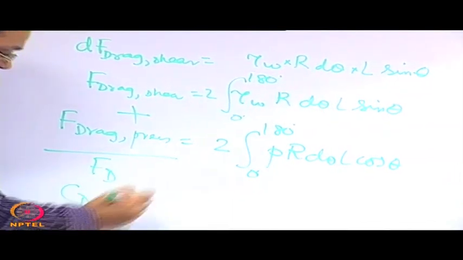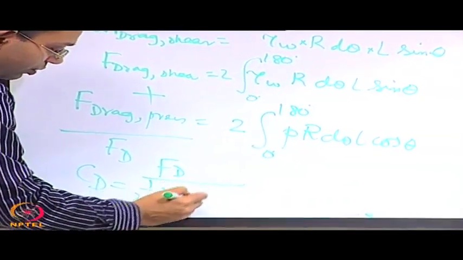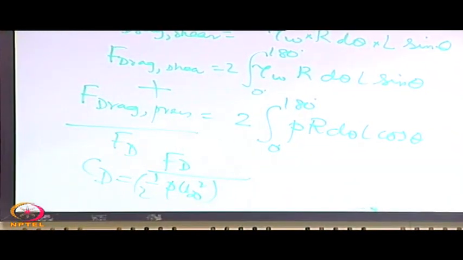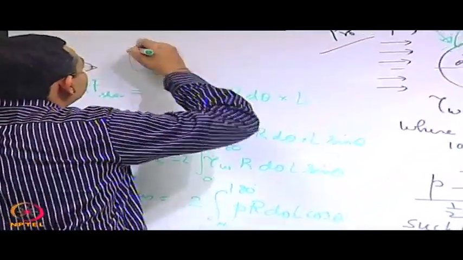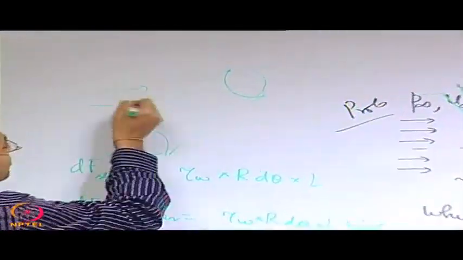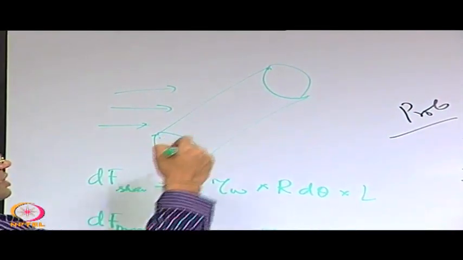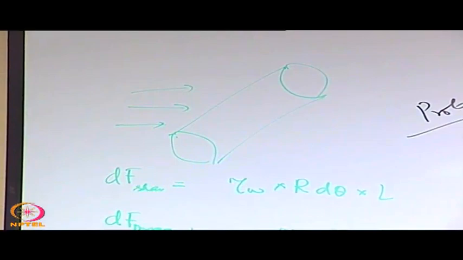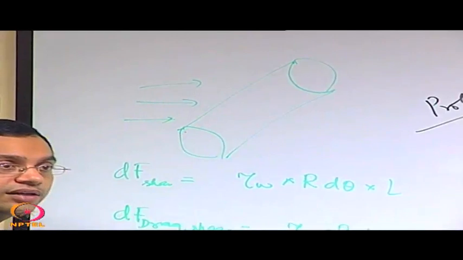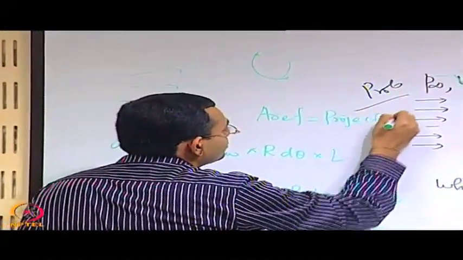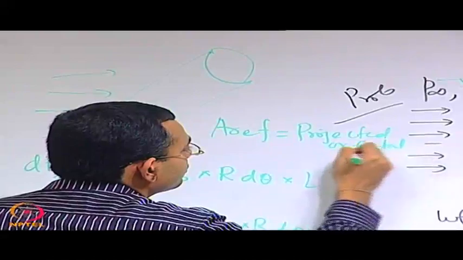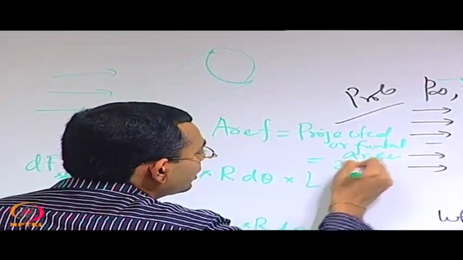And what is the CD? CD is the total drag force divided by half rho u infinity square into reference area. For this kind of a case, the circular cylinder is like this and flow is taking place across it. So the reference area is taken as the projected area perpendicular to the flow. So what is the projected area perpendicular to the flow? L into 2r. So this A reference, that is called the frontal area or projected area, is equal to 2r into L.